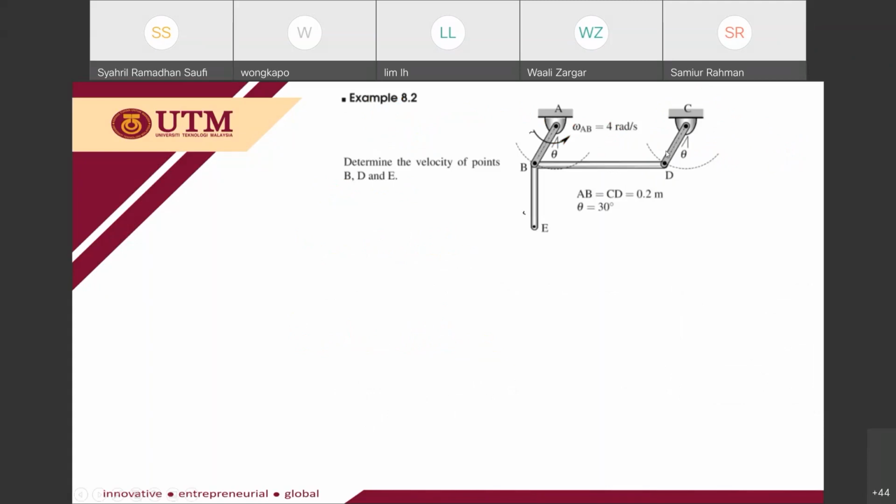Okay, so this one is example 8.2, determine the velocity of points B, D, and E. Then you will have AB equal to CD, meaning that the arms AB and CD have the same length, and the angle here is 30 degrees. So we know that BDE will move with curvilinear translation.